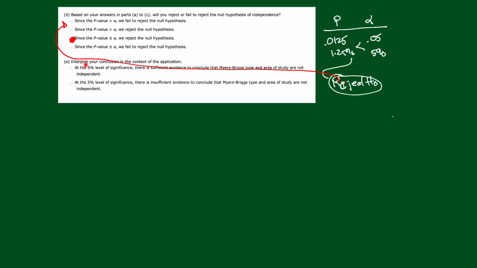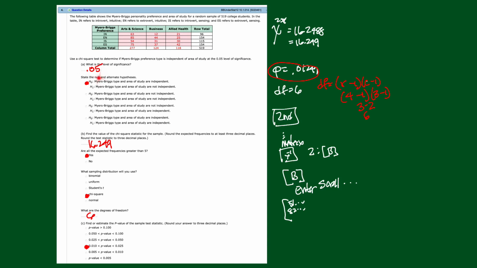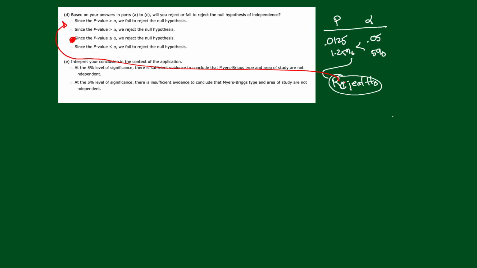Now this question here says interpret. All right, what are we going to do here? So we are rejecting H naught. Let's go back to H naught. H naught right here says that they are independent. We're rejecting this. We're going to go with that they are not independent, that there's some kind of relationship there. So we're rejecting the claim that they are independent. Let's go back here now. I'm going to write it right here. I'm rejecting independence.